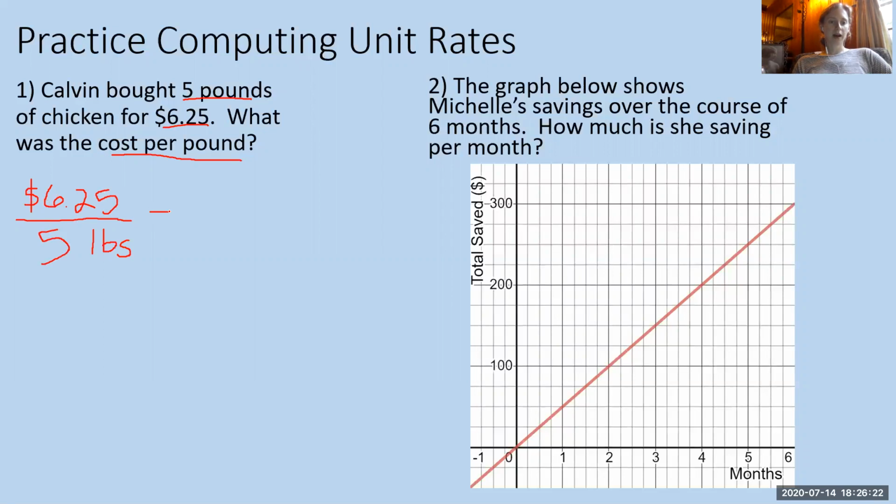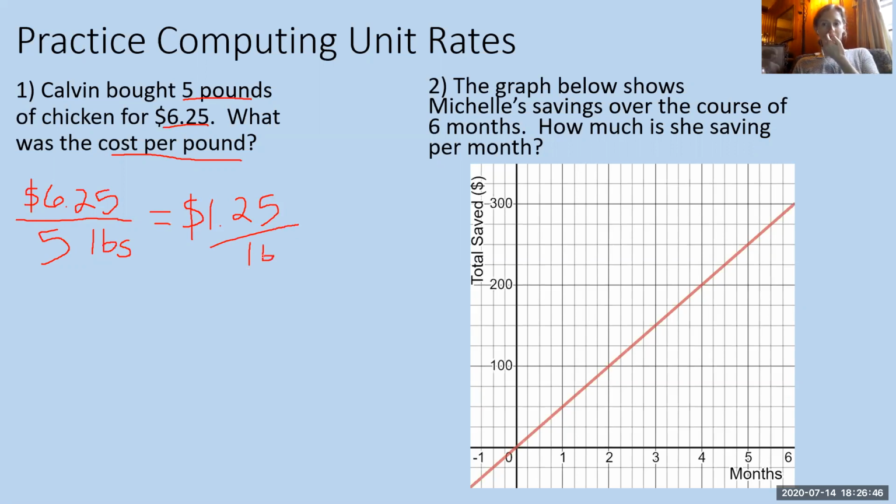And then when we divide $6.25 divided by 5, we get $1.25. So our unit price here is $1.25 per pound.